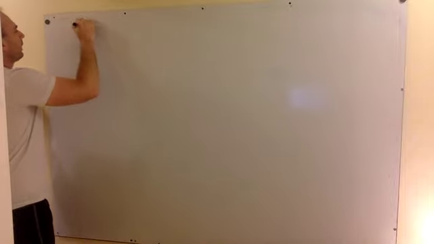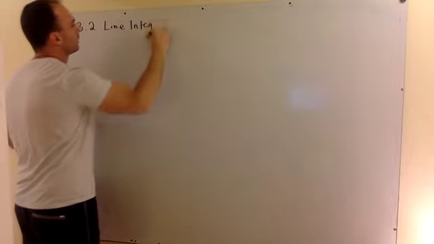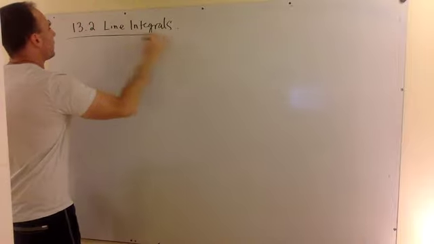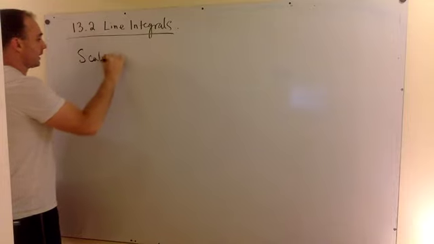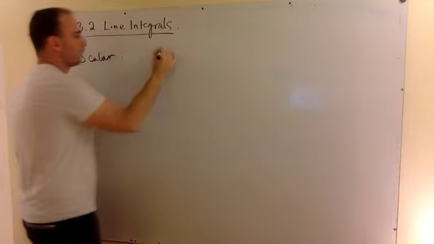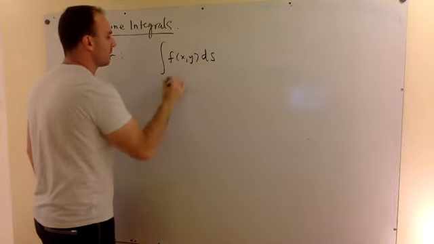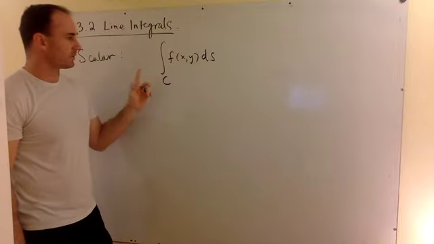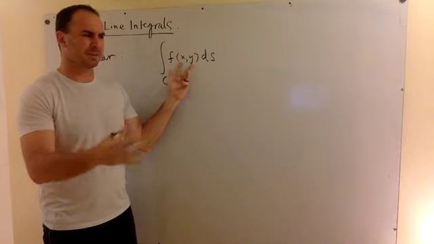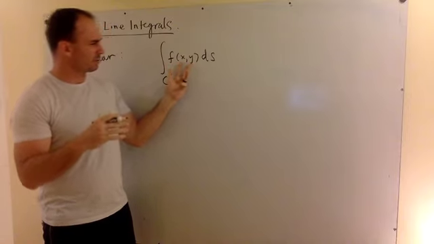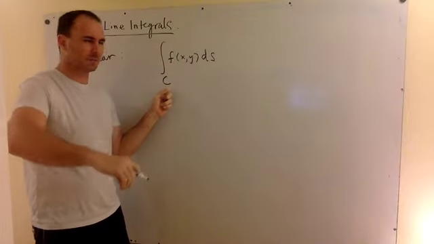So we're still in section 13.2 on line integrals. And there's actually two types of line integrals. So let me talk about just the scalar. This is just a review. What a scalar line integral is, you're integrating a two-dimensional object, a surface, over a one-dimensional object, a curve. You can also do this in 3 dimensions. I didn't do any examples, and we probably won't.